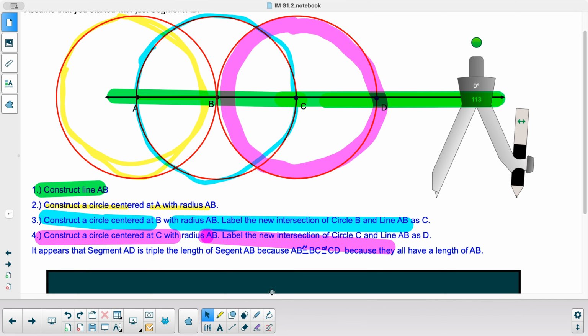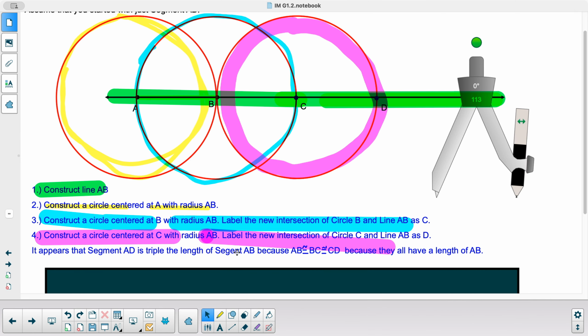And then it appears that segment AD is triple the length of AB, because AB is congruent to BC, which is also congruent to CD, particularly because they share that radius BC. So they all have a length of AB. So it's basically like I took this segment here, see if I can draw that segment. And look at that: 1, 2, 3. So it's one third of the whole segment. Okay, so it's tripled.